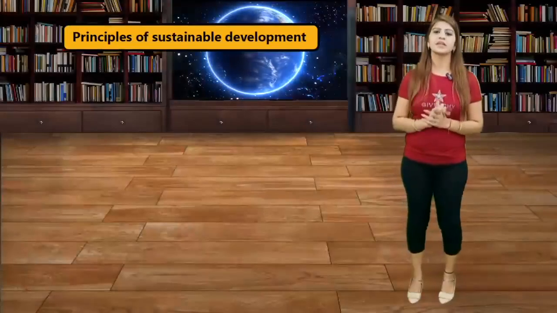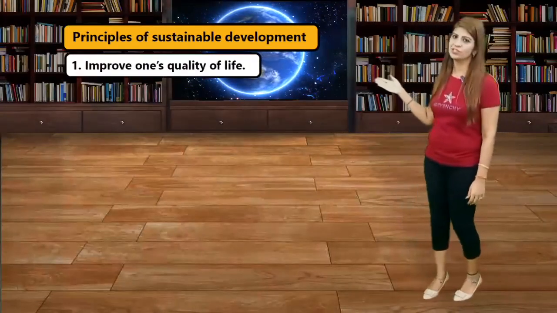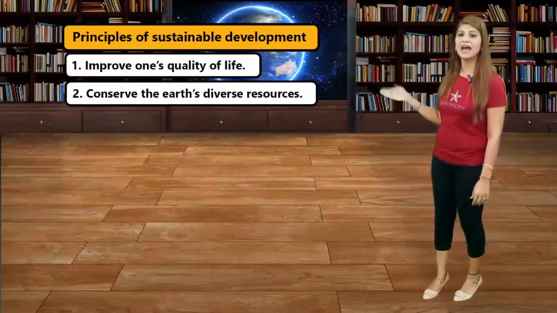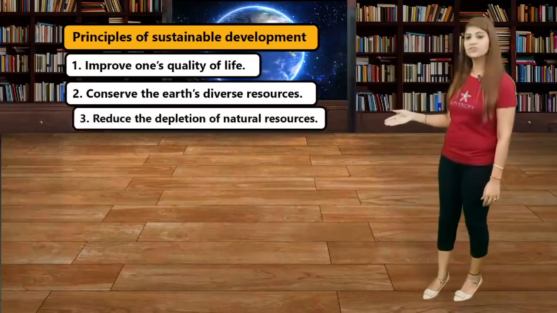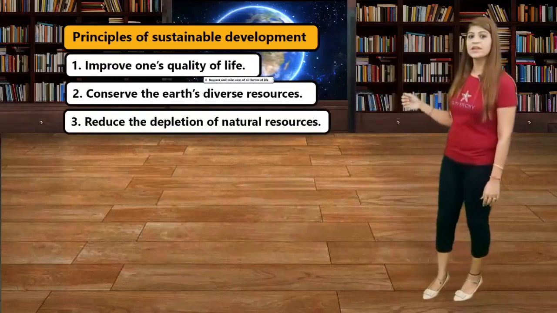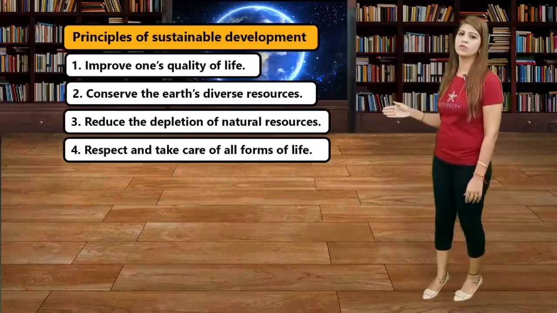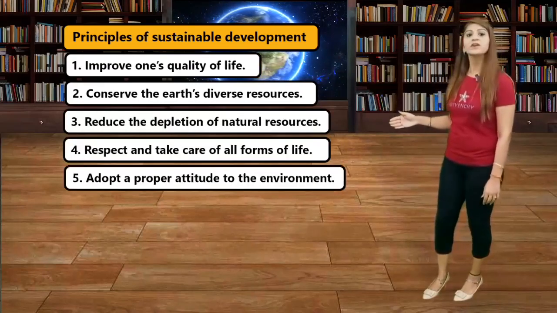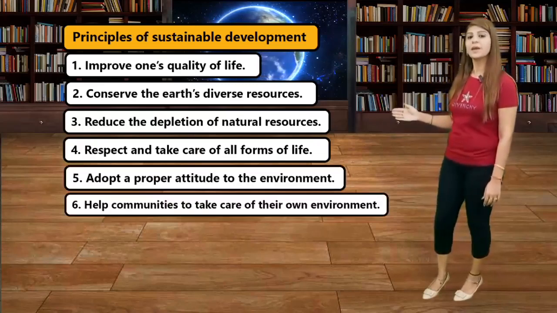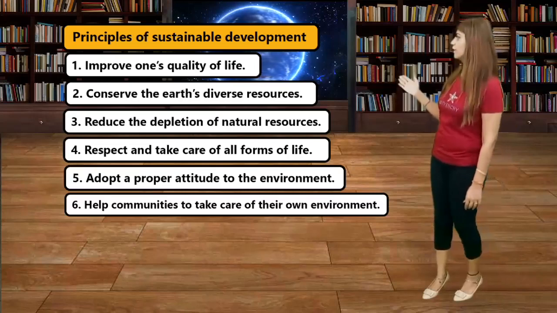Principles of sustainable development. Number one, improve one's quality of life. Number two, conserve the earth's diverse resources. Number three, reduce the depletion of natural resources. Number four, respect and take care of all forms of life. Number five, adopt a proper attitude to the environment. Number six, help communities to take care of their own environment.